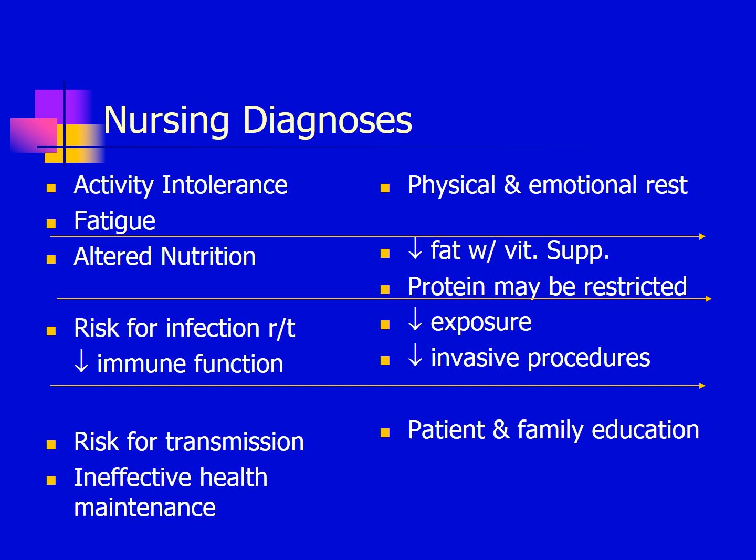So what do you do for activity intolerance? Well, physical and emotional rest, as well as for fatigue, right? What do you do if someone has altered nutrition? Well, you decrease the fat, with vitamin supplements, and protein may be restricted in the acute phase. But protein actually is good because it builds and repairs, but not when you have an active case. Risk for infection related to decreased immunity, so decreased exposure, decreased invasive procedures. Risk for transmission, right? And ineffective health maintenance, so patient and family teaching.